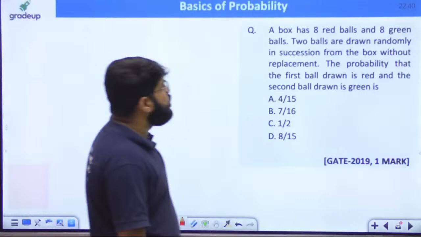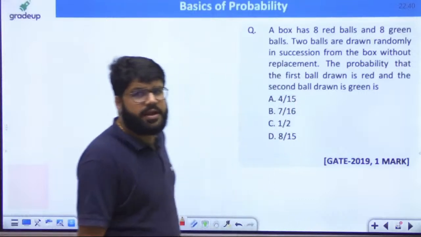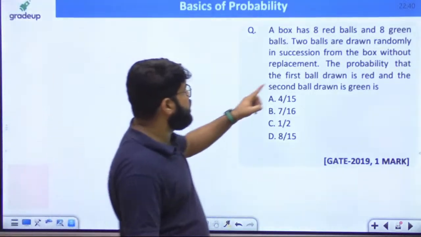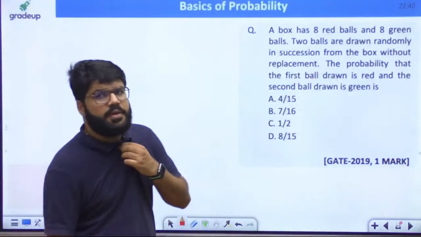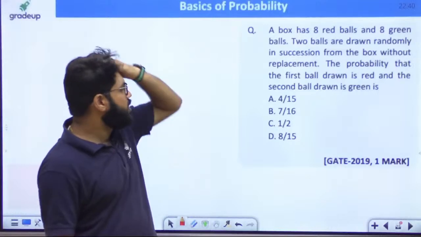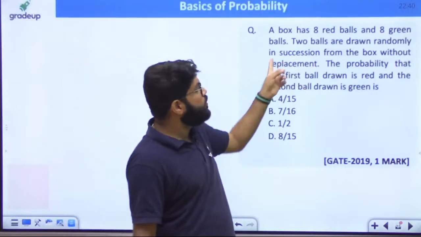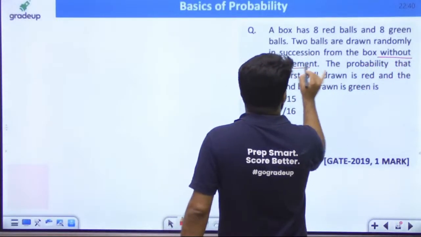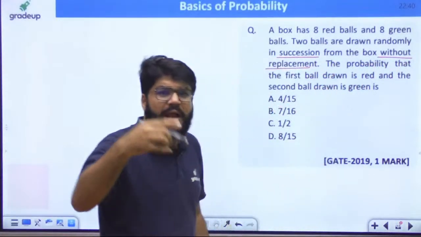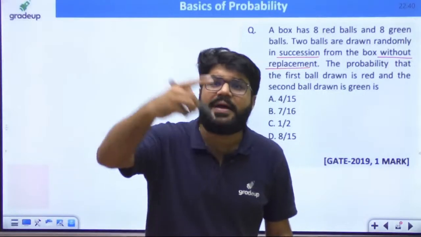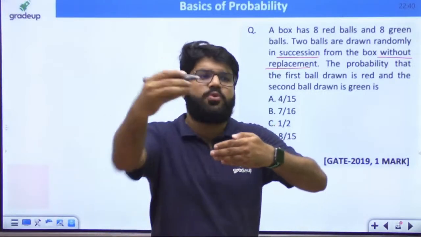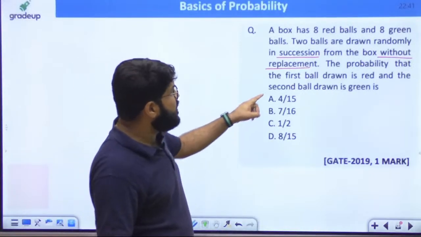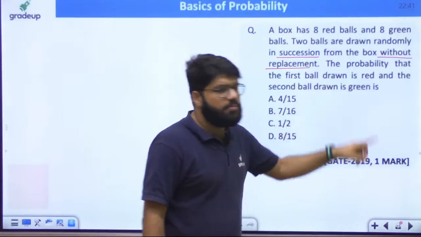A box has 8 red balls and 8 green balls. 2 balls are drawn randomly in succession from the box without replacement. In succession का मतलब one by one, एक एक करके, एक के बाद एक. Succession. पहले एक फिर दूसरा. So one by one without replacement. What is the probability that the first ball drawn is red and the second ball drawn is green?